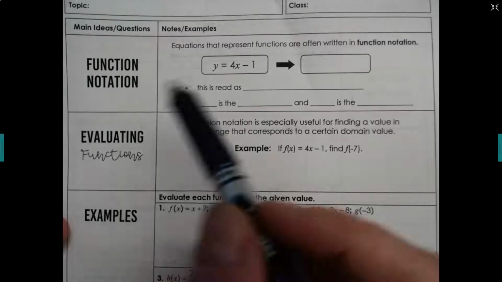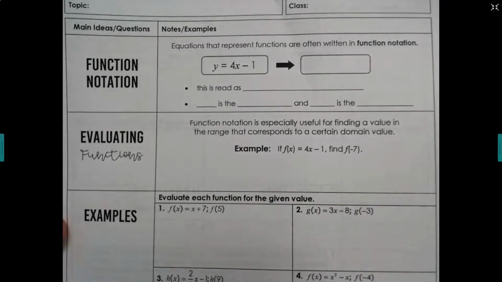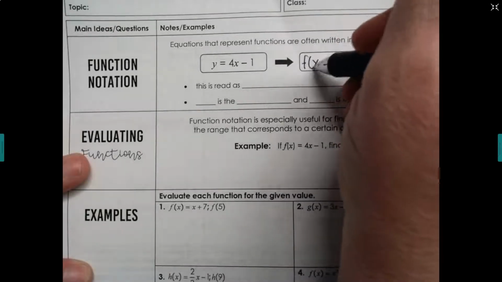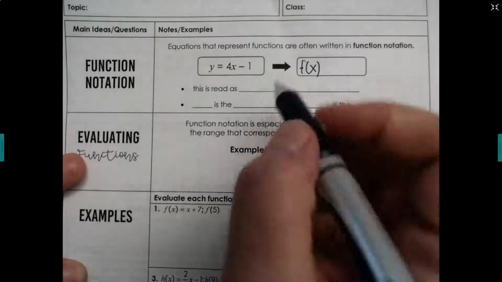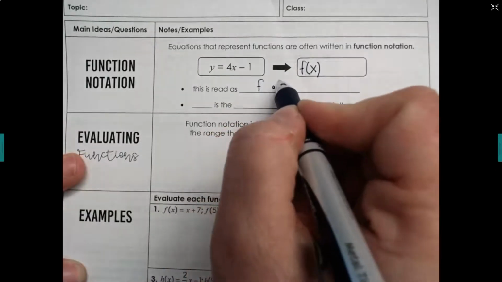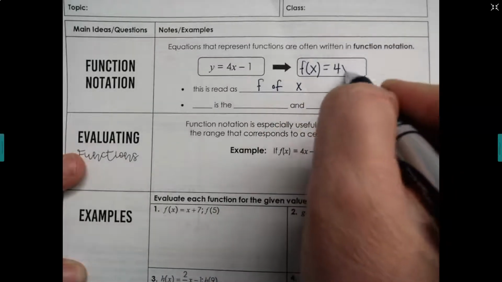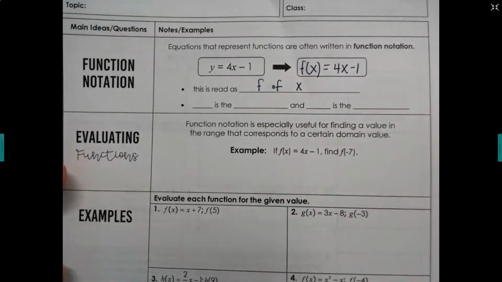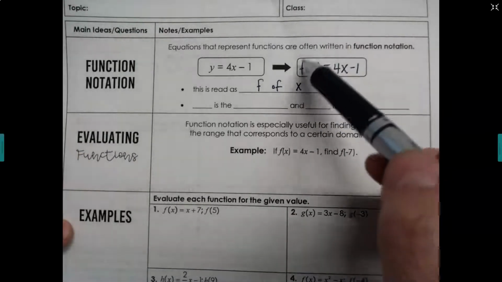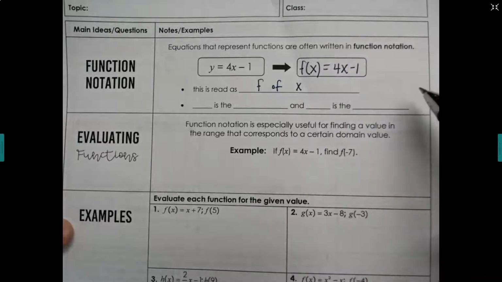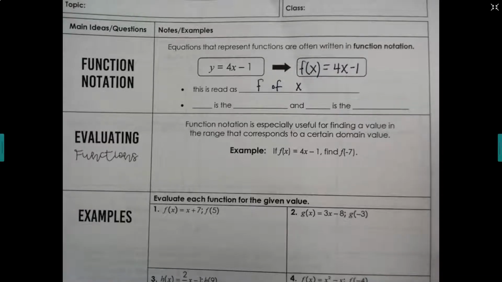Up until now, most times you'll have y equals something. In function notation, instead of the y, we can write something like this, and that is read by saying f of x. So f of x equals 4x minus 1. If you see this notation, the function notation, it guarantees whatever comes after it is a function. It will pass the vertical line test, the x values don't repeat, any of that we've discussed previously.